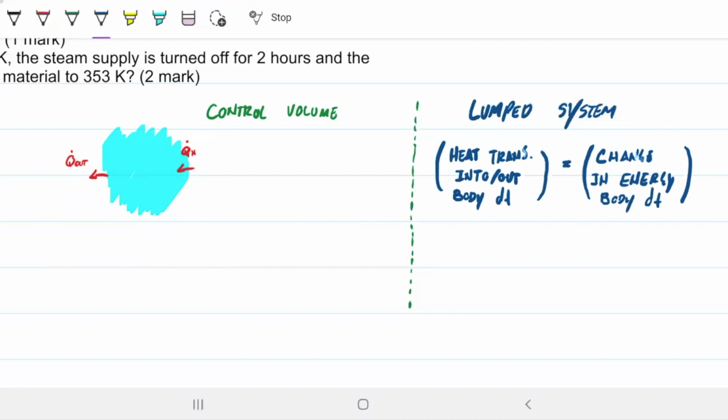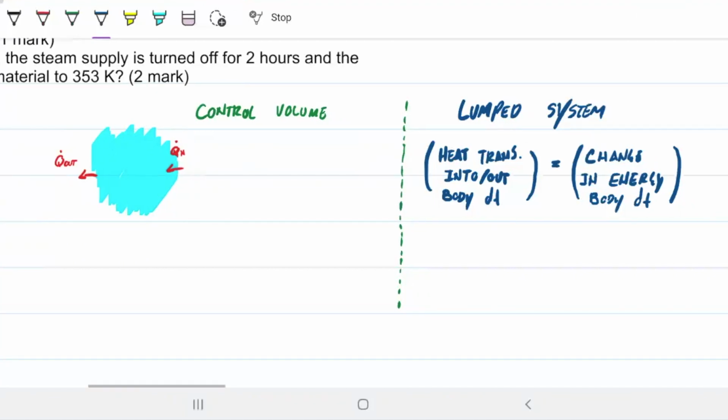So what I'm saying is, if my Q in is greater than my Q out, then the energy of this body will increase. If, on the other hand, Q out is greater than Q in, then the energy of this body will decrease. That's what the lumped system analysis is saying, right? And it's all changing together.